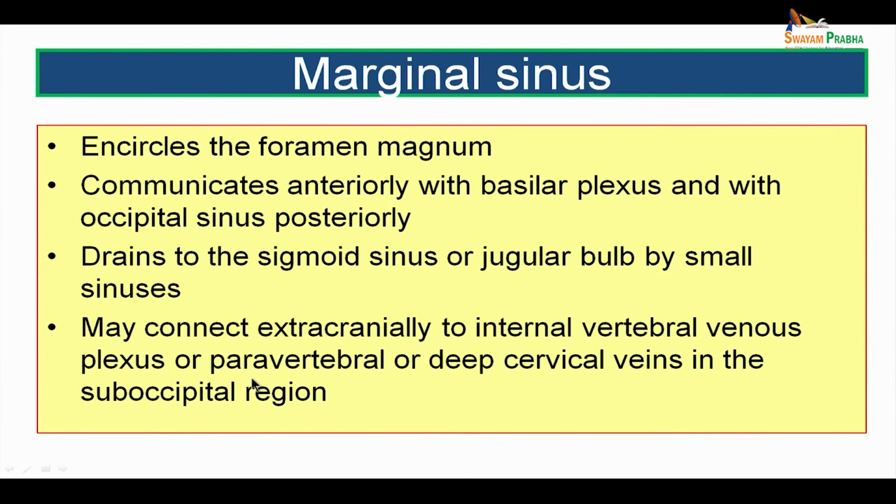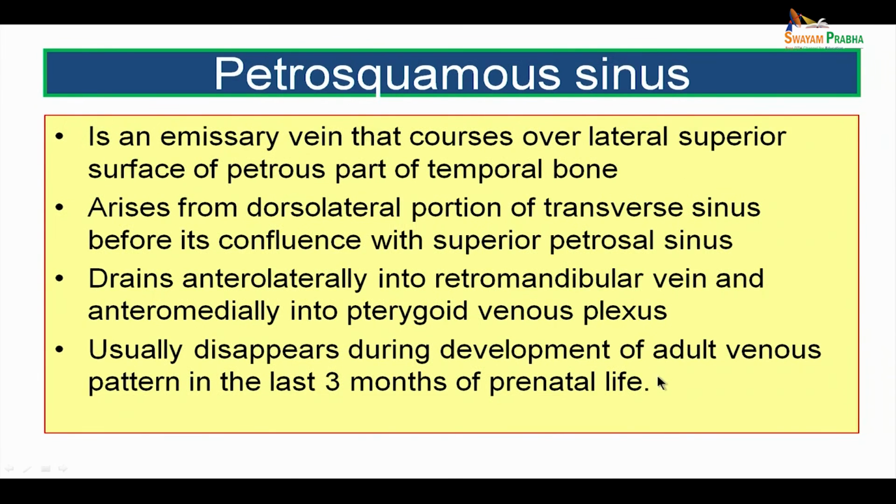Marginal sinus. This sinus encircles the foramen magnum. It communicates anteriorly with the basilar plexus of veins and with the occipital sinus posteriorly. It drains to the sigmoid sinus or into the jugular bulb by way of smaller sinuses. It may connect the extracranial veins to the internal vertebral venous plexus or paravertebral or deep cervical veins in the suboccipital region.